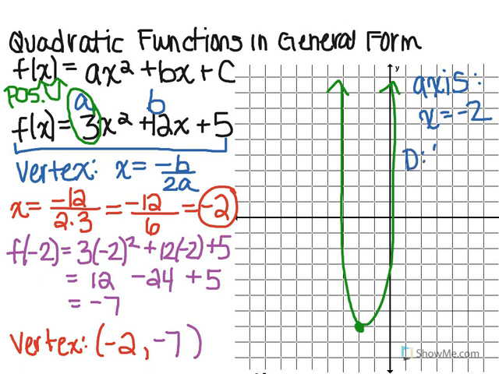The domain, it's still quadratic, so the domain is always negative infinity to infinity for any quadratic. And the range in this case, if you look, the smallest y value here is negative 7, and then it just moves up. So it would go negative 7, comma, infinity.